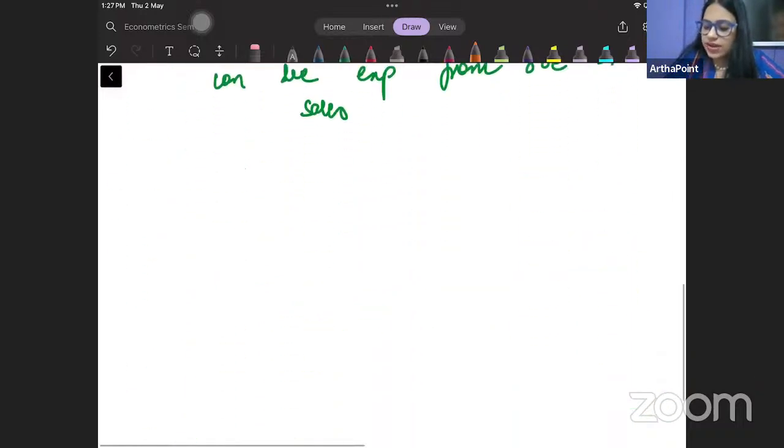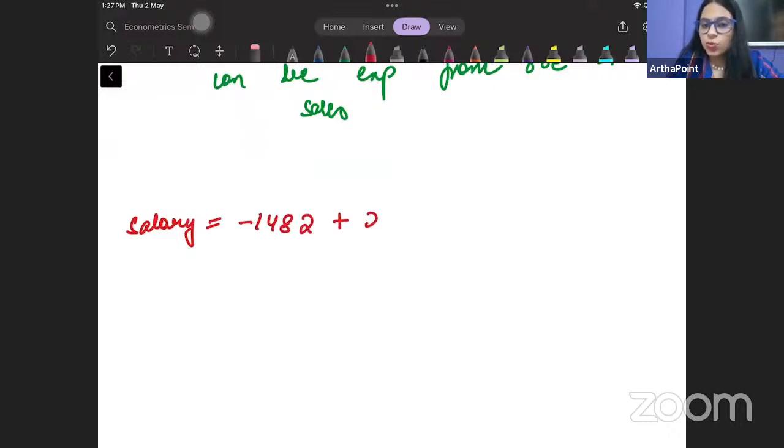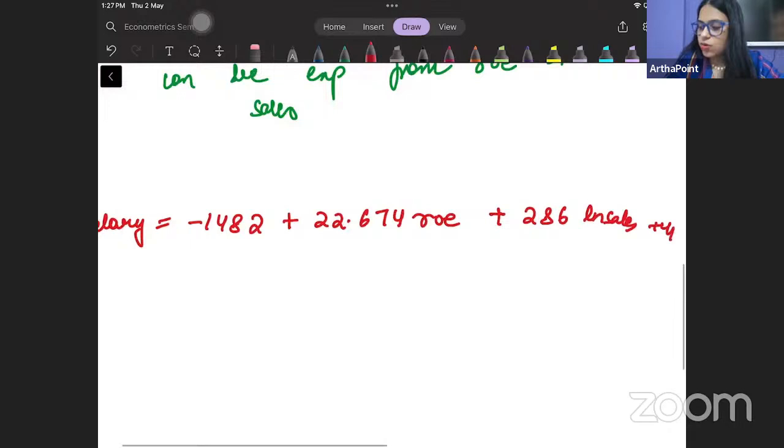So if I run this regression, what will I get? I will get salary is equal to, constant minus 1482, plus 22.674 ROE plus 286 log sales plus u_i.